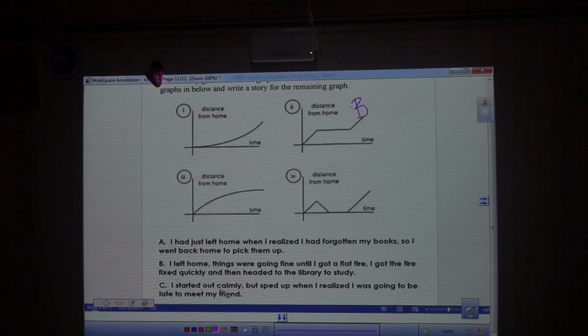Okay, I started out calmly, but sped up when I realized I was going to be late to my friend's. So I started off at a slow rate of speed and then sped up because I was going to be late. I'm going to go with C.